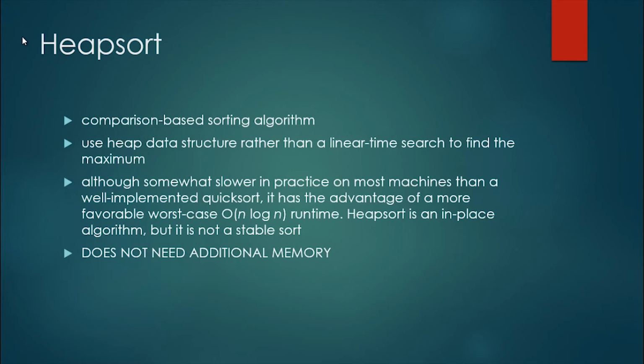Although it is somewhat slower in practice on most machines than a well-implemented quicksort or merge sort, it has the advantage of a more favorable worst case O(n log n). The worst case scenario for quicksort is O(n squared), which is very, very slow. Heap sort is an in-place algorithm, which means that it doesn't need additional memory, very, very efficient. But it's not a stable sort.